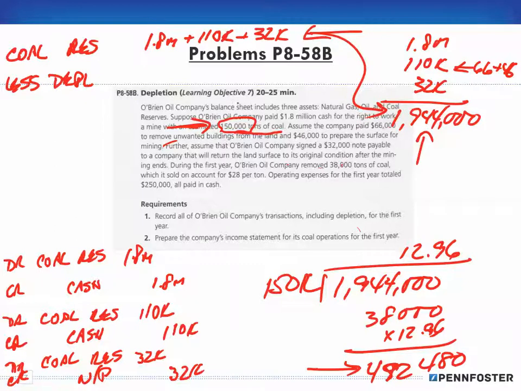And if I take the 1,944,000 and divide it by the amount of coal that's available, which is 150,000, I get $12.96 per ton. Okay, we're mining 38,000 tons. So I multiply it by 12.96. I end up with $492,480 as my depletion, because we've depleted it by 38,000. So go ahead and pause the video, because I'm going to erase this in order to write down the journal entry.